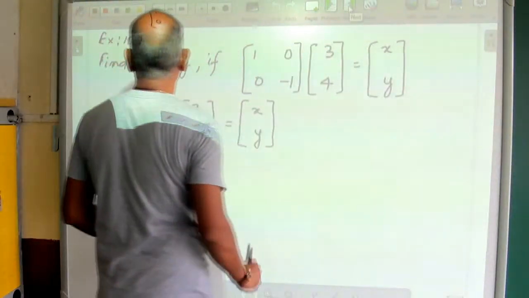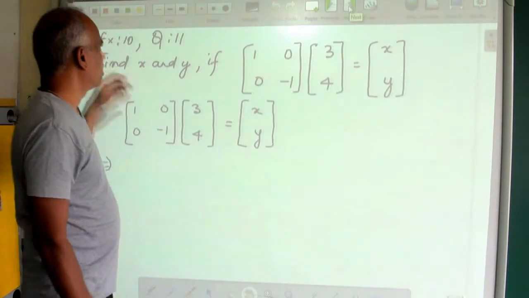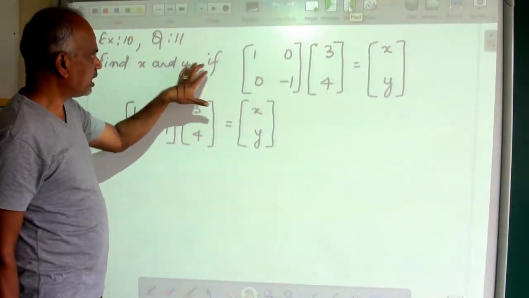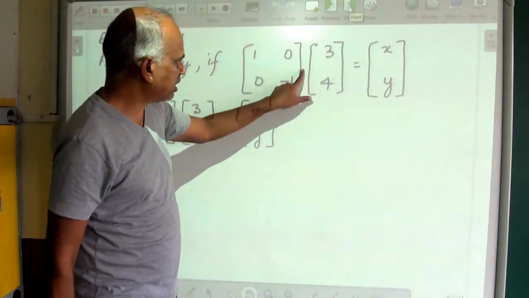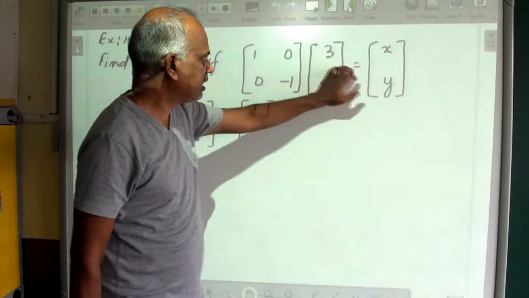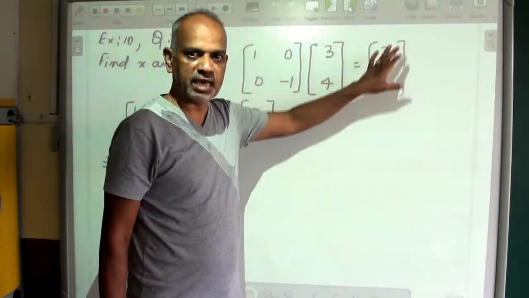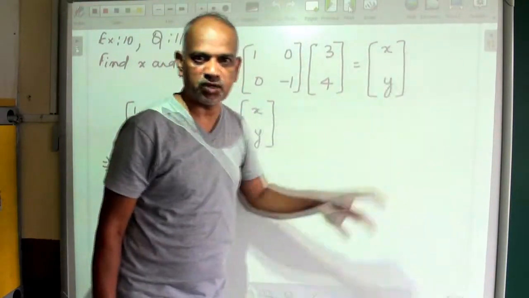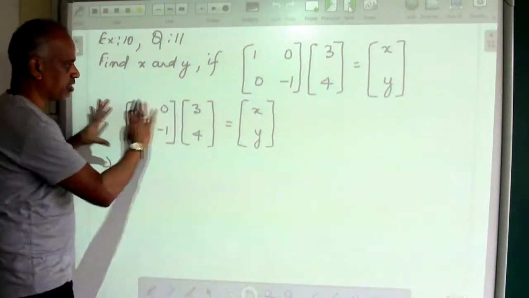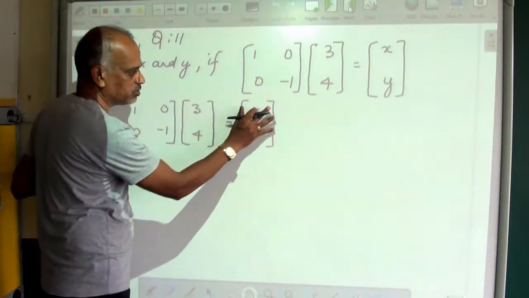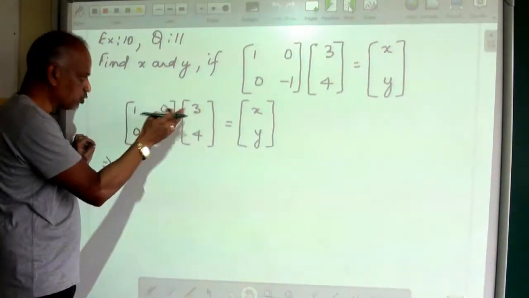Next, from exercise 10, question number 11. Find x and y if this matrix is multiplied, no sign, therefore multiplication, with this matrix, equals a third matrix which has elements x and y. And x and y are the values that you have to find. So I have written whatever is given, that is first matrix multiplied with second matrix gives you this result. So let's do the multiplication.